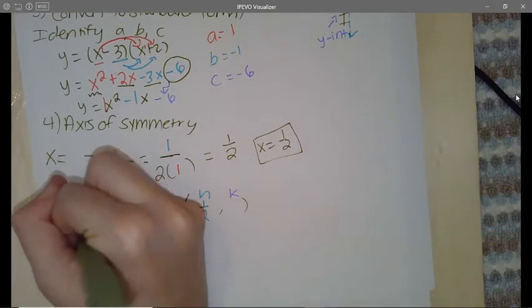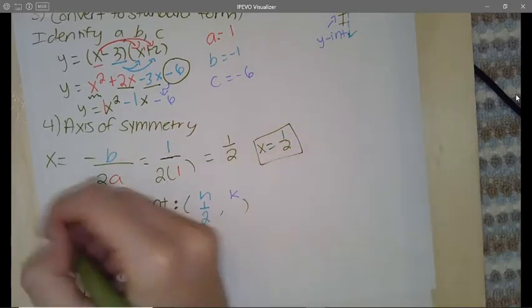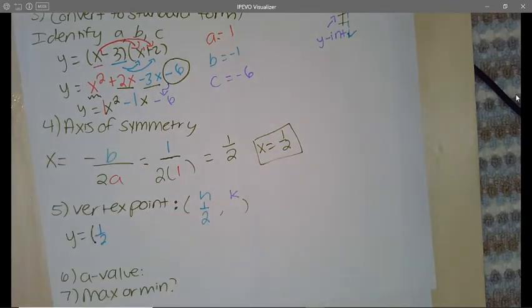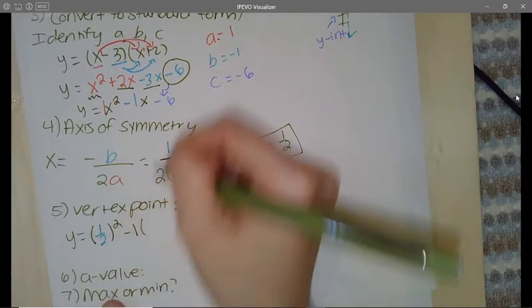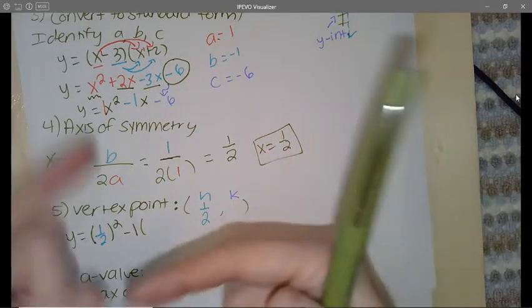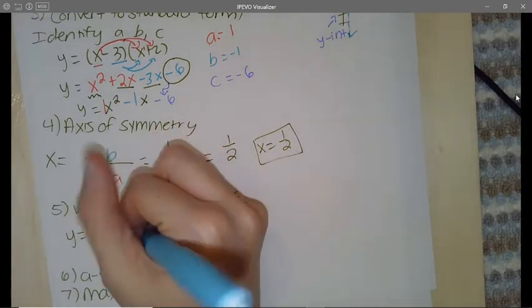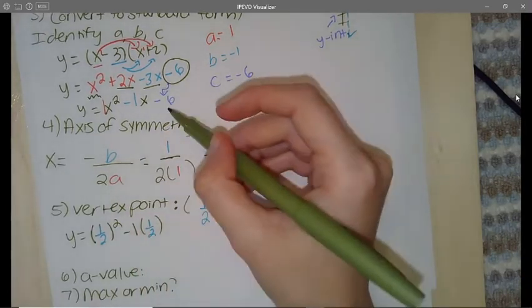Okay, so we have y equals, well, x squared, so my x is going to be 1/2. So this is 1/2 squared. And then -1 times x. So my x is going to transform into the 1/2. So times 1/2. And then -6.